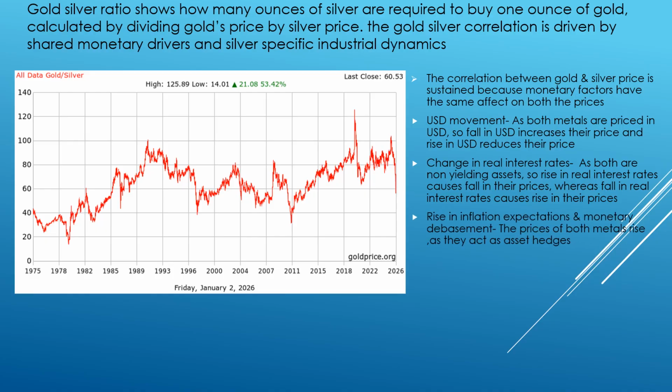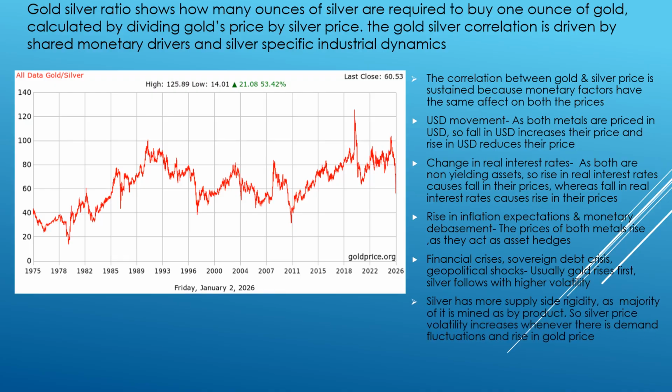Rise in inflation expectations and the monetary debasement: the prices of both metals rise as they act as asset hedges. Financial crisis, sovereign debt crisis, geopolitical shocks: usually gold rises first. Silver follows with higher volatility. Silver has more supply side rigidity as majority of it is mined as a byproduct. So silver price volatility increases whenever there are demand fluctuations and a rise in gold price.